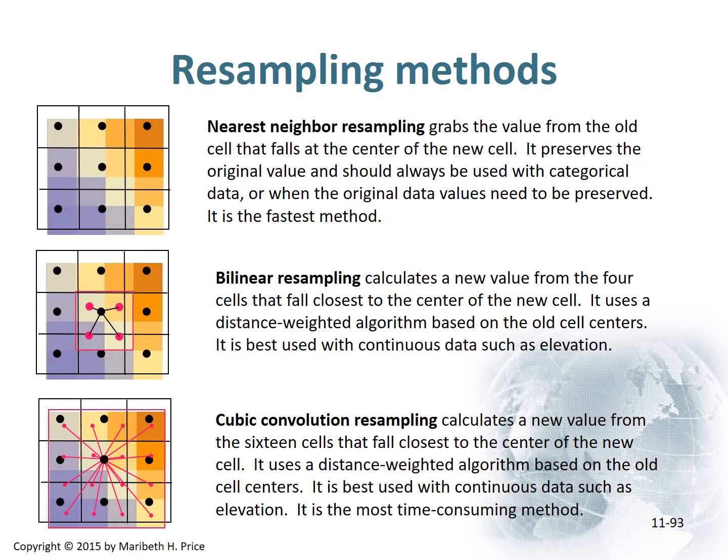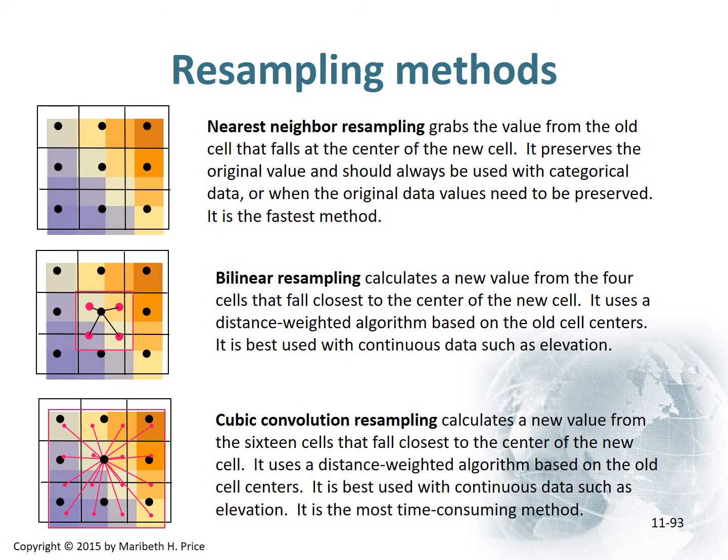Nearest neighbor picks the nearest one to the center of the new cell. Bilinear looks at the 4 closest cell centers and uses a distance-weighted algorithm to calculate a new value. Cubic convolution looks at the cell centers of the 16 closest cells and then does the same, calculating a distance-weighted value back to your cell location.